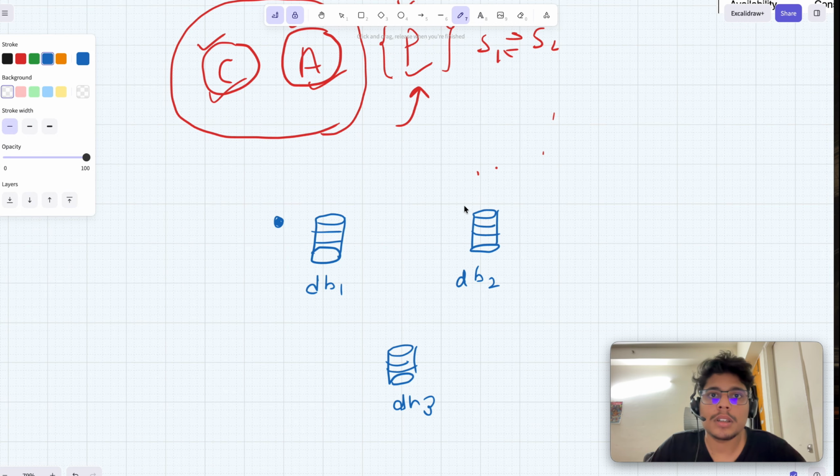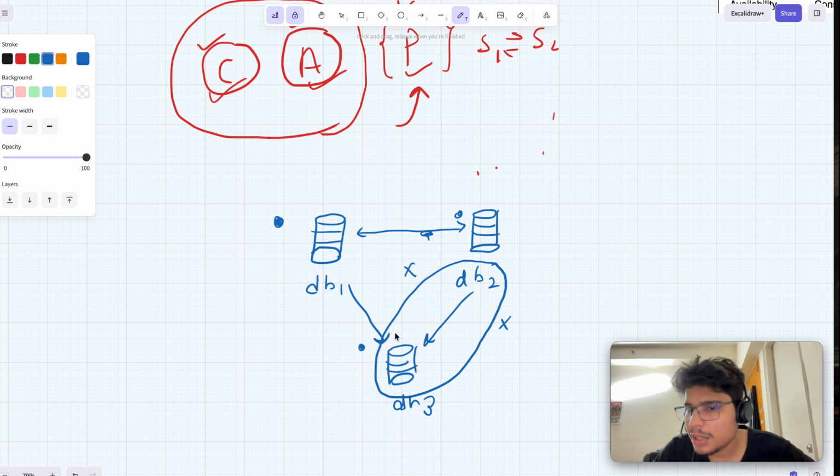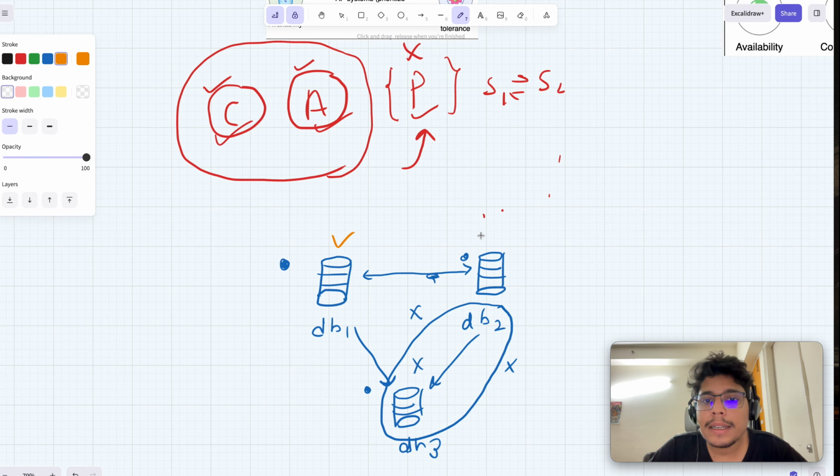Now suppose, it's just an example, something happened between DB2 and DB3, and they are not able to contact or connect with each other. There is some kind of network call error or something. So now DB3 is unreachable, and we have only DB1 and DB2 that are in connection with each other.